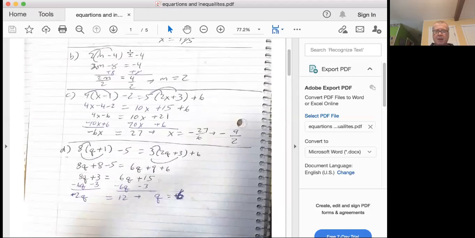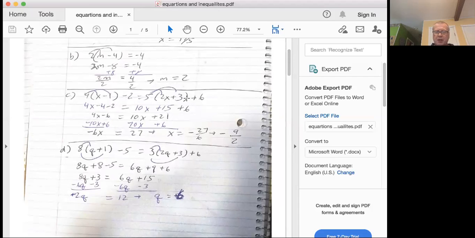For b, since there's a set of parentheses, we have to get rid of it, so we use the distributive property. We'll take the 2 and multiply it with the m. The 2 multiplied with the minus 4 gives us, I'm sorry, it's a 2, not a 7, sorry. 2m and minus 8, so 2m minus 8 equals minus 4. Add 8 to both sides, and we get 2m equals 4. Divide by 2, and we get m equals 2.